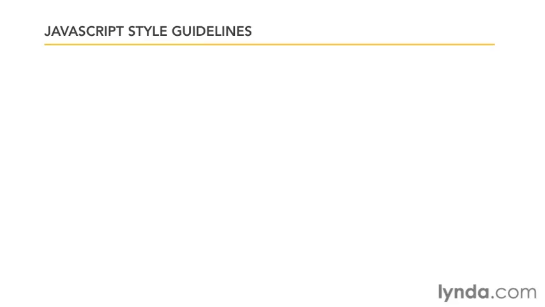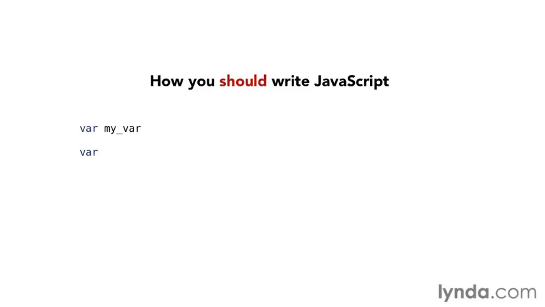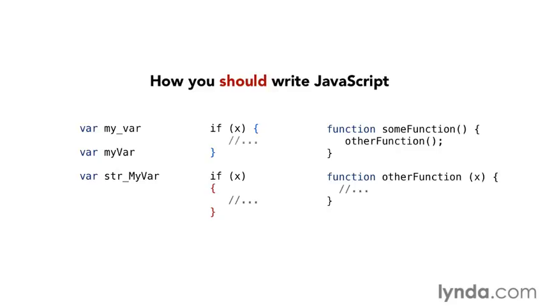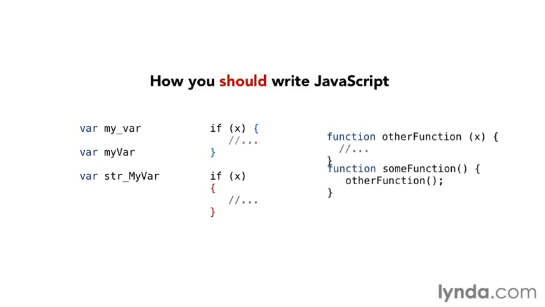When we talk about style with programming languages, we're moving away from the rules of how you must and must not write JavaScript into more of how you should and shouldn't write it. So how should you name your variables? Where should you put your braces? What should you call your functions? And where should they be placed in your code?